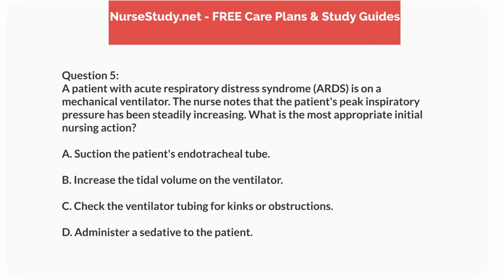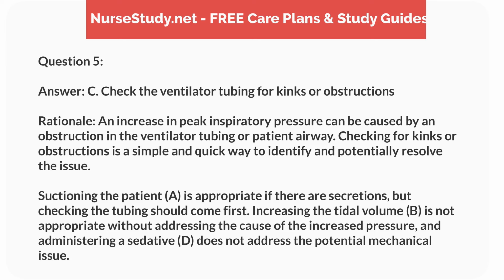A. Suction the patient's endotracheal tube. B. Increase the tidal volume on the ventilator. C. Check the ventilator tubing for kinks or obstructions. D. Administer a sedative to the patient. Answer: C. Check the ventilator tubing for kinks or obstructions. Rationale: an increase in peak inspiratory pressure can be caused by an obstruction in the ventilator tubing or patient airway.